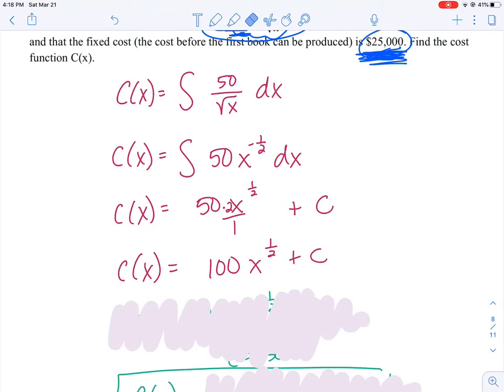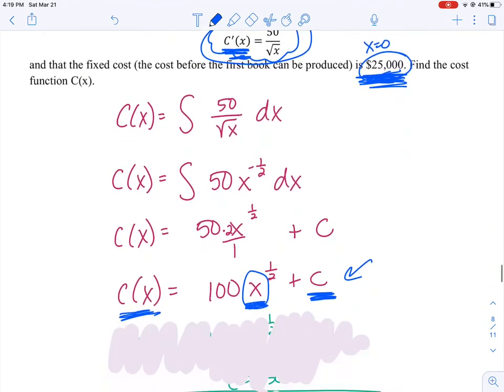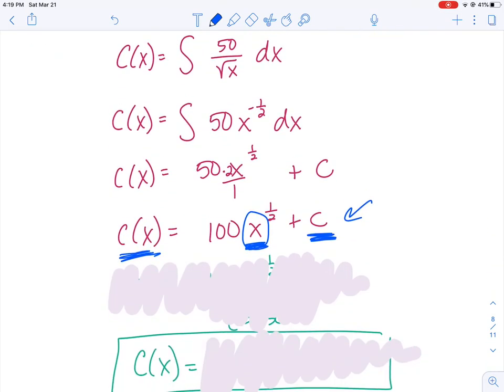and I end up getting that the cost function is 100x to the 1/2 plus C. But I would never be able to figure out what the cost is because I have too many missing variables. I don't know how many I've sold. I don't know what this constant of integration is, so I really can't figure out what my cost is. But if I can figure out what that constant of integration is, well, then I would be able to figure out what the cost is anytime I produce a certain number of books.